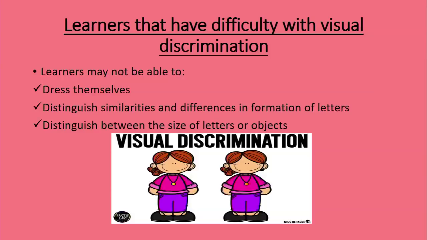Another example is they cannot distinguish between similarities and differences in formation of letters. Again, the D and the B sounds. And then they also are not able to distinguish between the size of letters or objects.